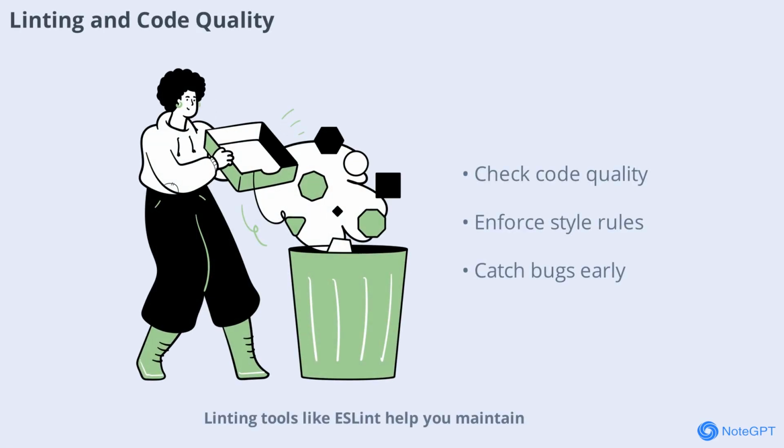Linting tools like ESLint help you maintain high code quality by checking for errors, enforcing style rules, and catching potential bugs. Linting is an essential part of modern JavaScript development, ensuring your code is clean, consistent, and easy to maintain. We'll see how to set up and use linting tools to improve your workflow.